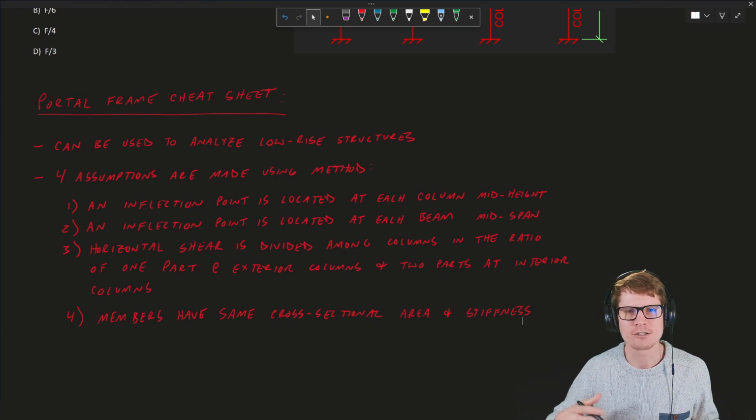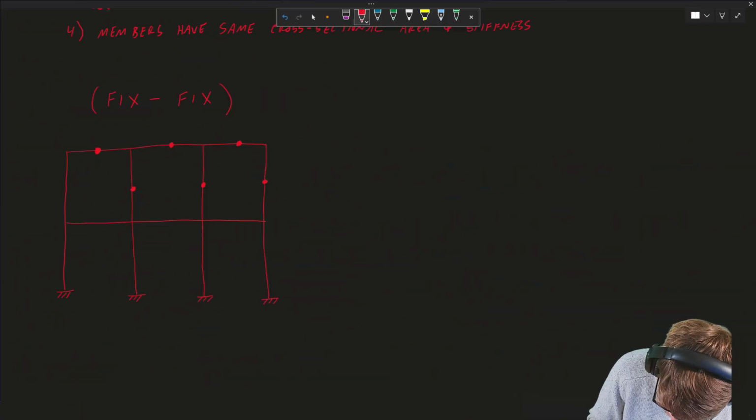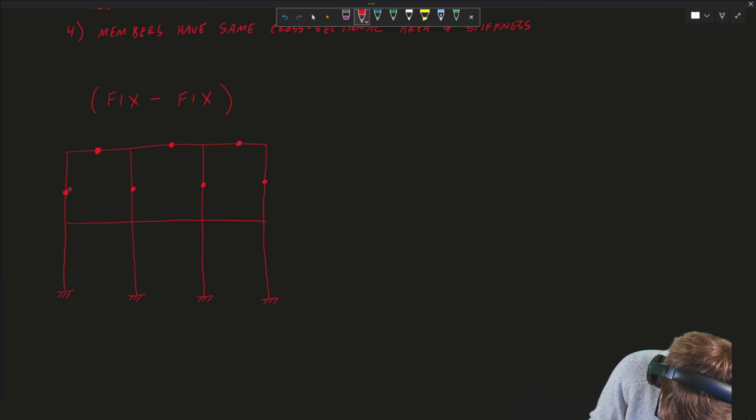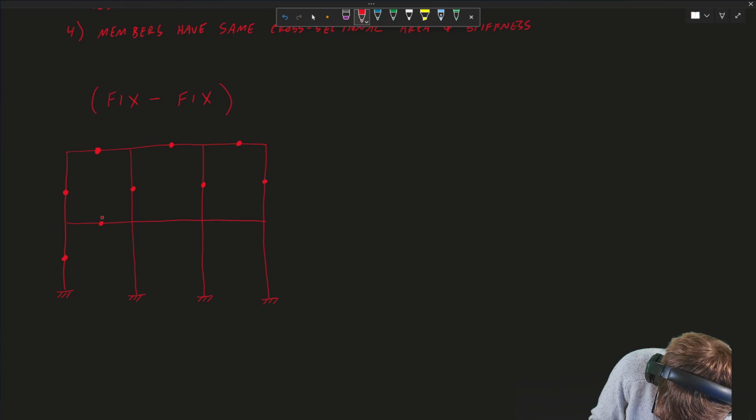But again, it's a great boiled down approach to be making sure that you're based in reality, that the numbers you're seeing in your analytical model, in your software, are correct, and you can be comfortable to move forward with them. All right, now we have all of our notes, but let's visualize this with a figure. First, we're doing a fixed condition, and then we'll go over a pinned base condition. And right now I'm drawing in all of our inflection points, so mid-span of all beams and mid-height of all columns.